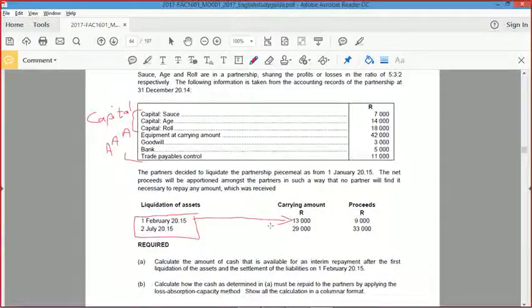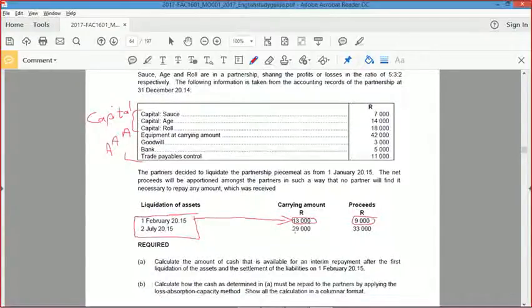Well, the carrying amount was 13. Yes. So is that sold, or do we deduct that from the 42? Well, that's correct, because do you agree you've sold 13,000 rand worth of assets? Okay. So if I've sold 13,000 rand worth of assets, it's sold to who?